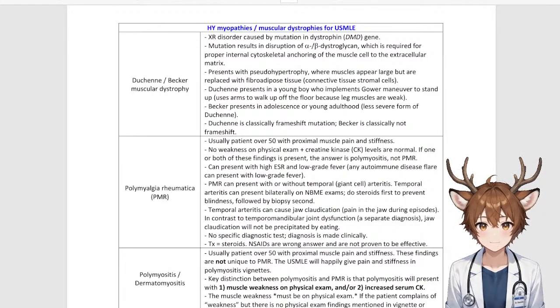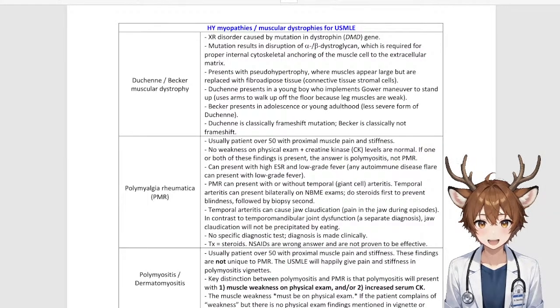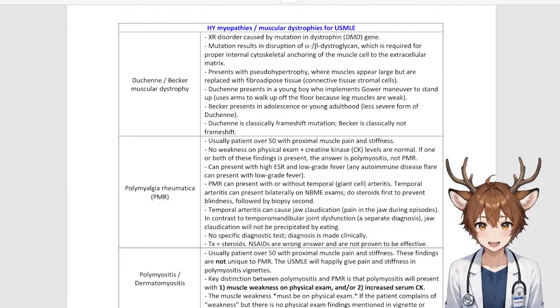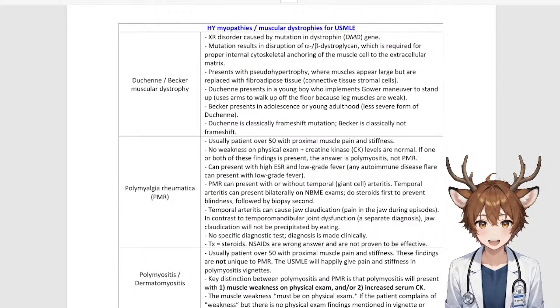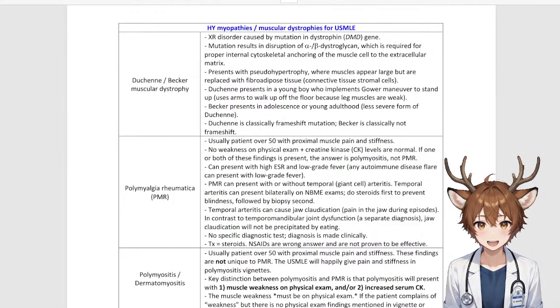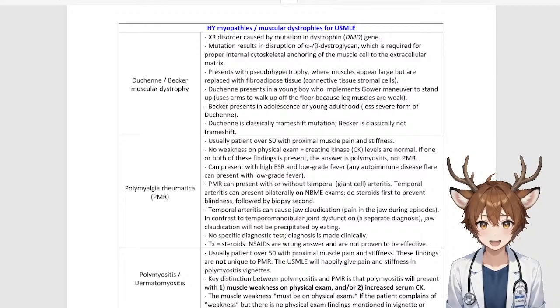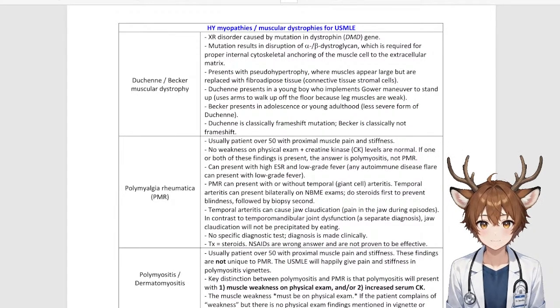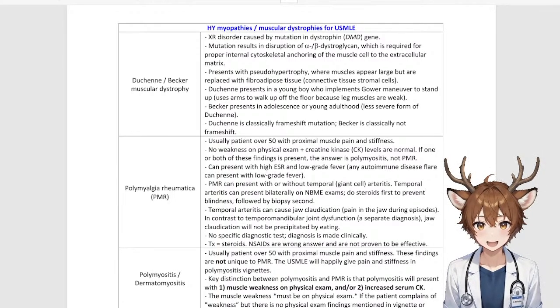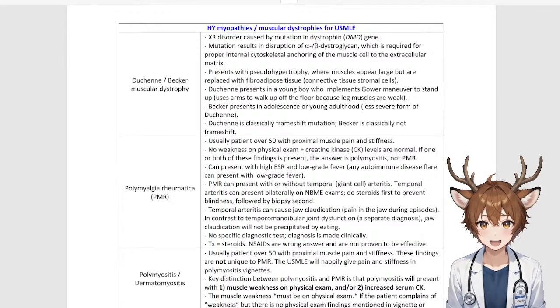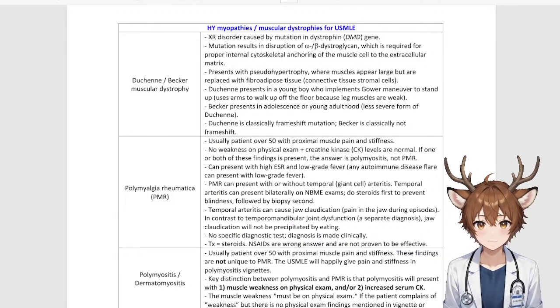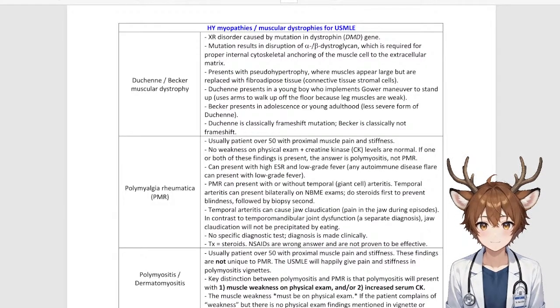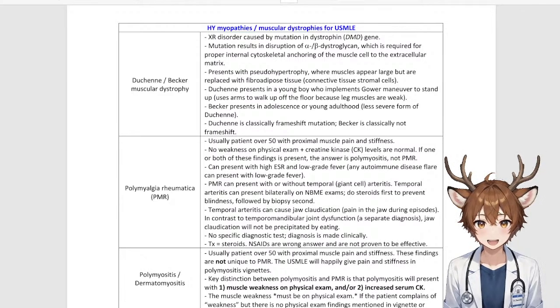So let's see. High-yield myopathy and muscular dystrophies for USMLE. Duchenne and Becker muscular dystrophy: an X-linked disorder caused by mutation in the dystrophin DMD gene. The mutation results in disruption of alpha/beta dystroglycan, which is required for proper internal cytoskeletal anchoring of the muscle cell to the extracellular matrix. Presents with pseudohypertrophy, where the muscles appear large but are replaced with fibroadipose tissue, connective tissue stromal cells. Duchenne presents in a young boy who uses the Gower maneuver to stand up, using his arms to walk off the floor because leg muscles are weak.